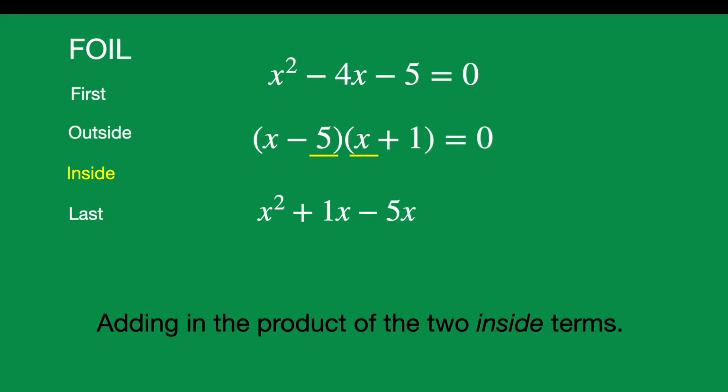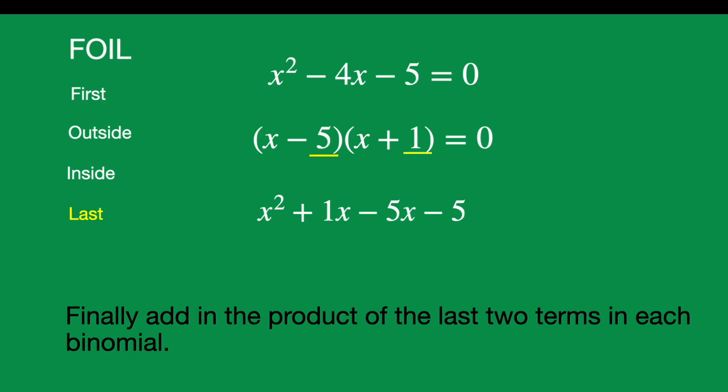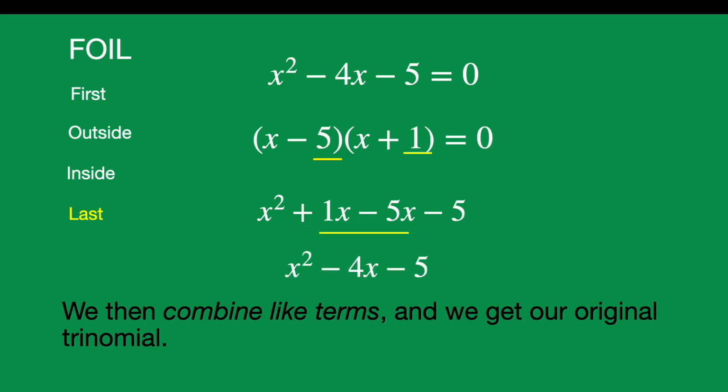We add in the product of the inner terms, and that's what the inside stands for. That is minus 5 times x. And then finally, the last two terms in the binomials, minus 5 times 1, which is minus 5. We can then combine like terms, meaning x and minus 5x are like terms, and x minus 5x is minus 4x. And in fact, we get our original trinomial, so that checks out.